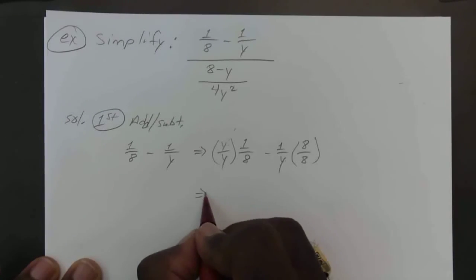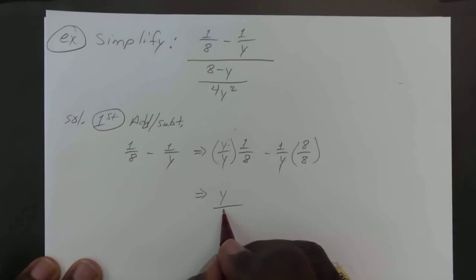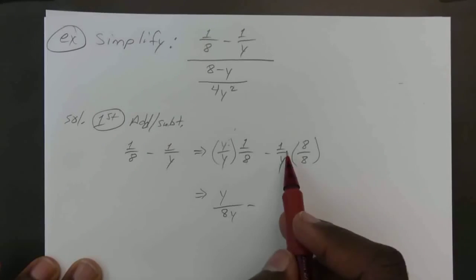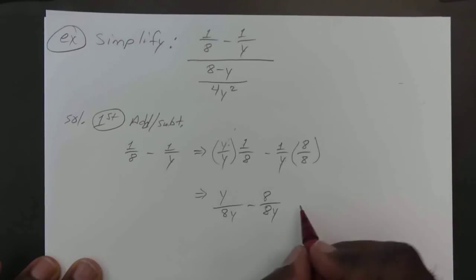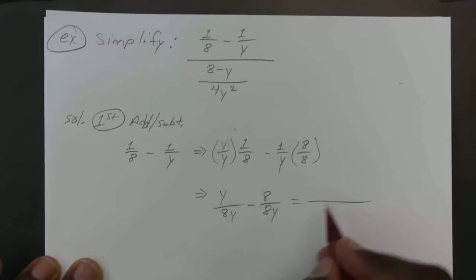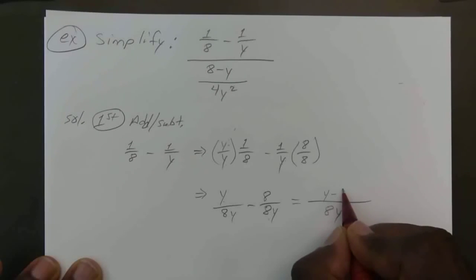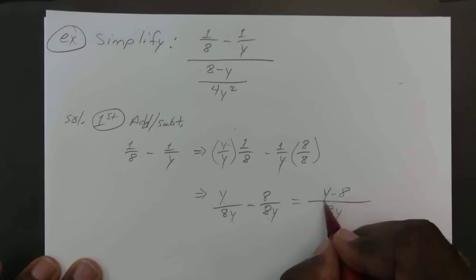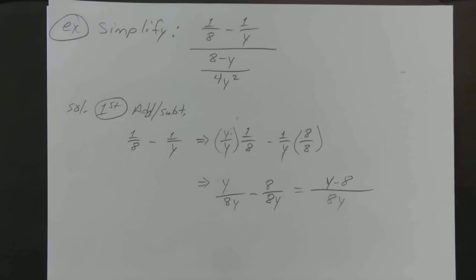Which becomes 1 times y is just y over 8 times y, minus 1 times 8 is just 8 over 8 times y. Since our denominators match, we're going to have an answer over 8y, and we just subtract our numerators from there: y minus 8. We don't have to do that for the denominator since it's already a single fraction.